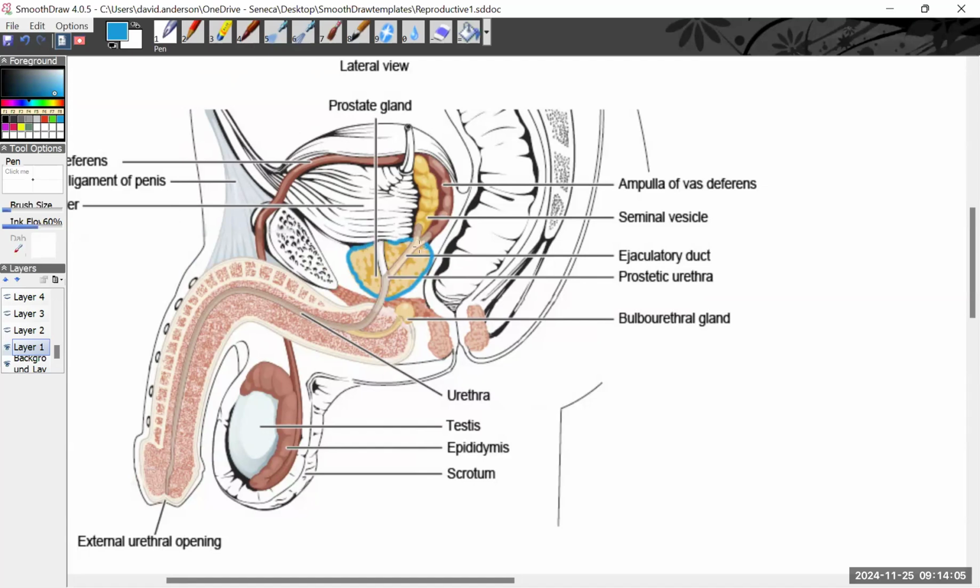So we can see that the ejaculatory ducts, two of them, are going to enter into the prostate gland and join with the urethra that empties the bladder to form a common duct shared by the male reproductive system as well as the urinary system. And the rest of the duct will enter and travel through the penis to exit.